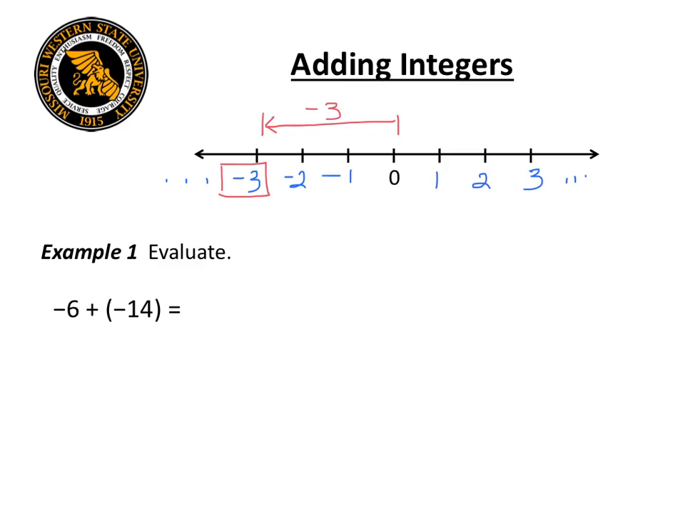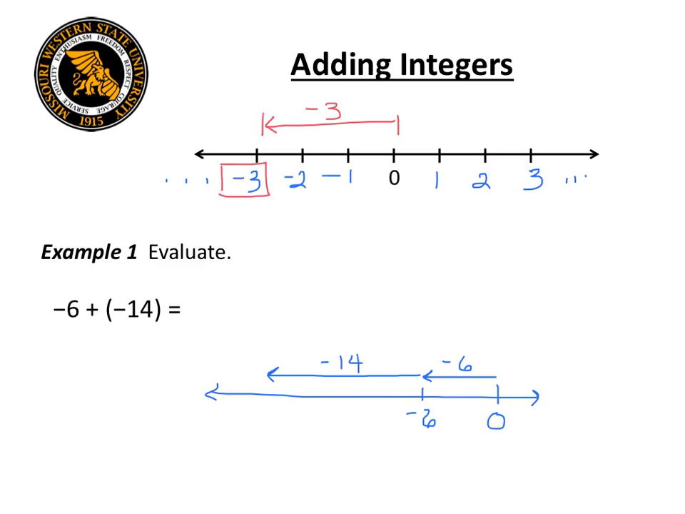When we add integers, it's helpful to visualize this with the number line. In example 1, we're asked to evaluate -6 plus -14. So going to our number line, locating our 0, we move 6 units in the negative direction, as is indicated by the -6. Since we are adding a -14, we continue moving in the negative direction, 14 more units to the left.